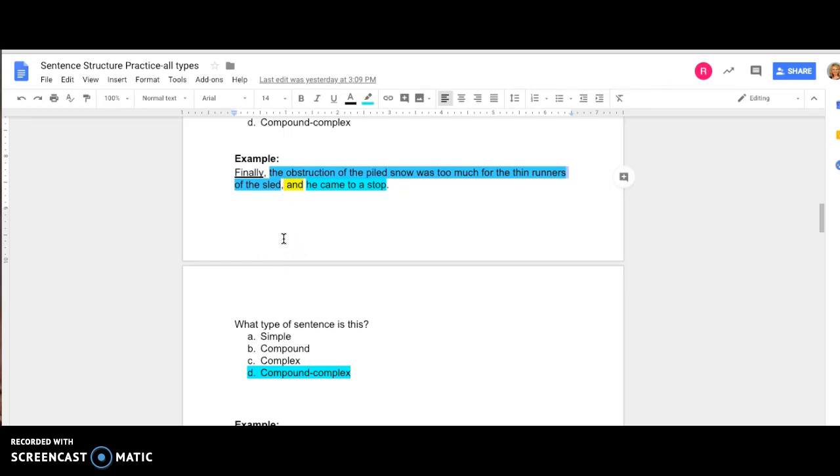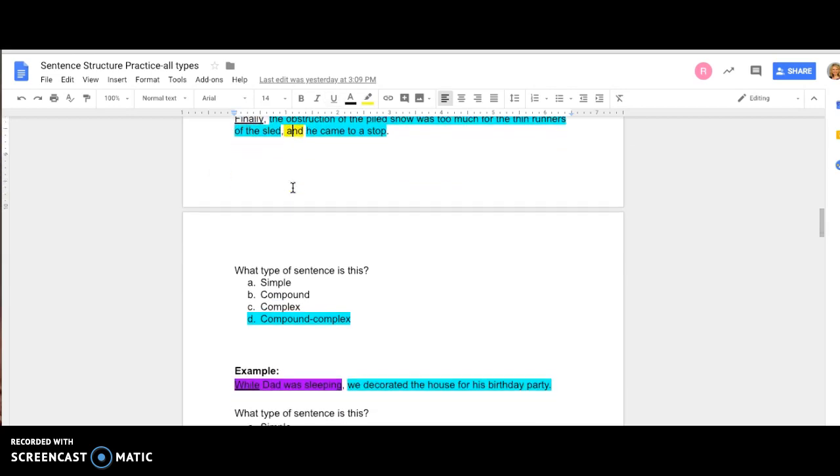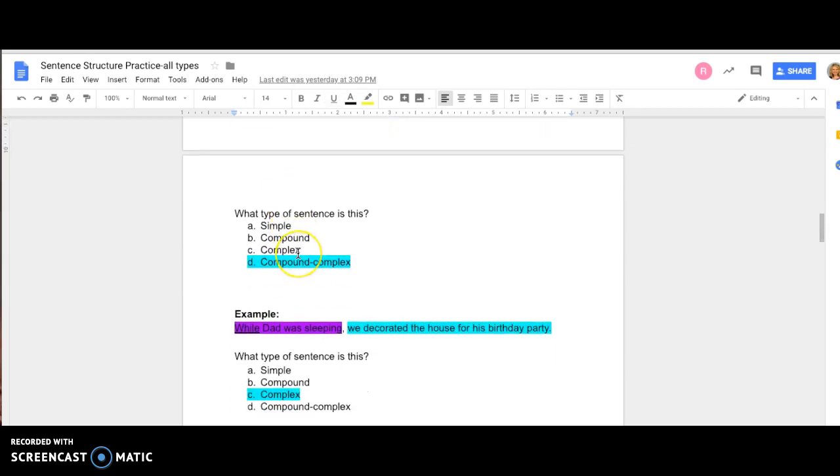It's a complete sentence. I see something that's married. I'm going to highlight that, get that out of the way. Comma, and is a coordinating conjunction. It is one of your fanboys. And then I see another independent clause. He came to a stop. So if I see something that's underlined and something highlighted yellow, it's got to be a compound complex sentence.